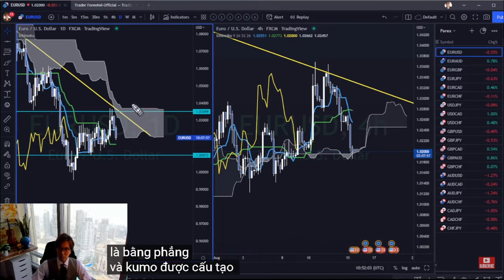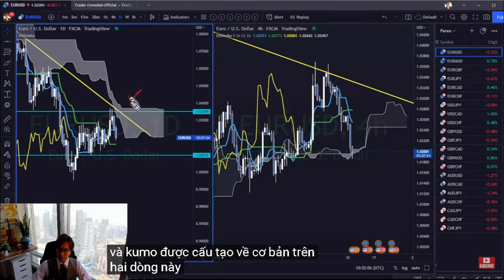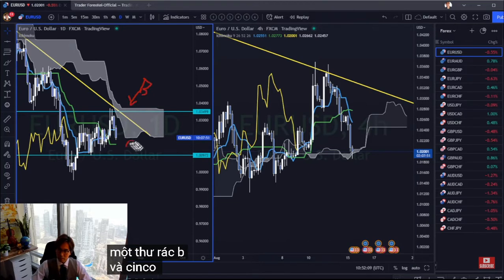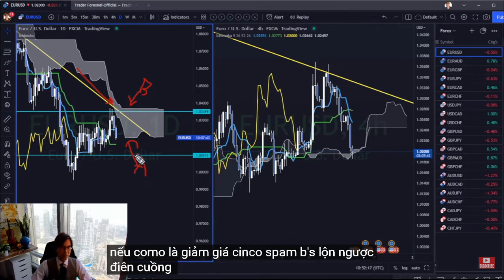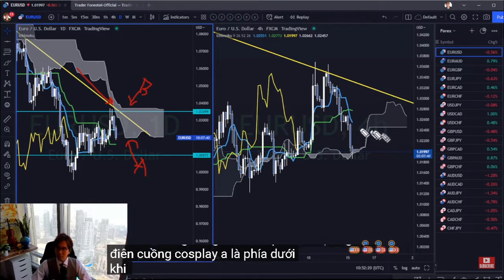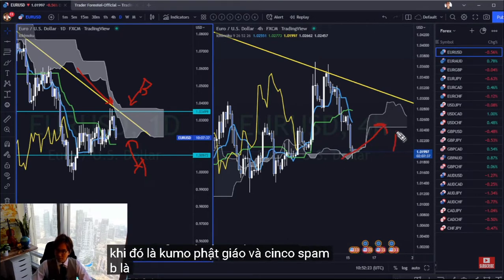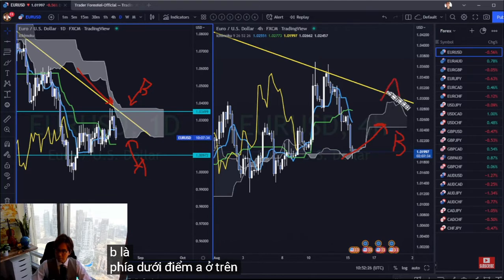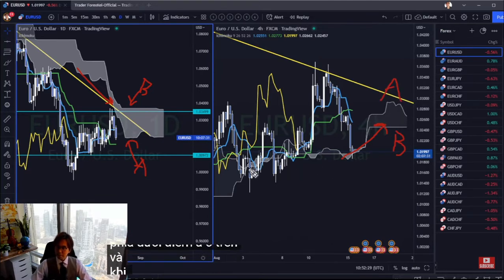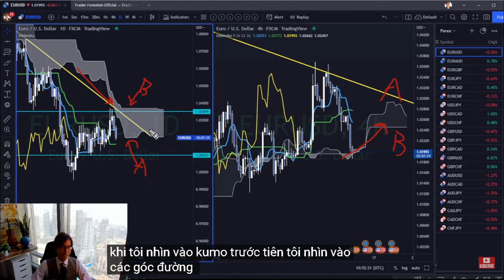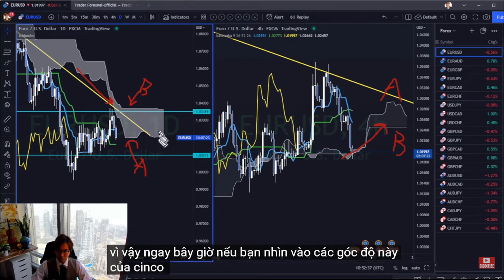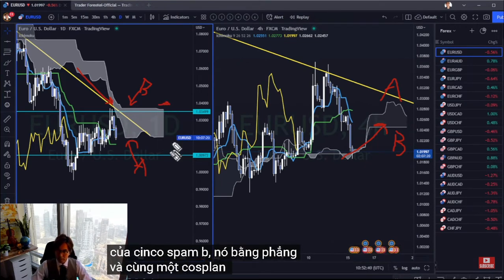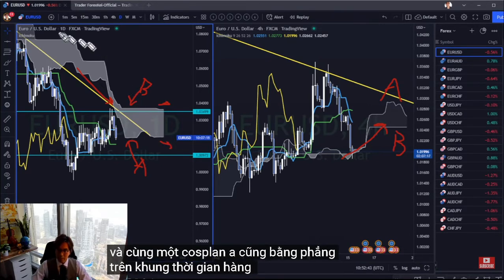Kumo is composed basically of these two lines, Senkou span B and Senkou span A. This is the bearish Kumo. If Kumo is bearish, Senkou span B is on the upper side and Senkou span A is on the lower side. When it's bullish Kumo, then Senkou span B is below, Senkou span A above. When I look at the Kumo first, I look at the line angles of B and A. So right now, you can see the angle of Senkou span B is flat, and Senkou span A is also flat on the daily time frame.